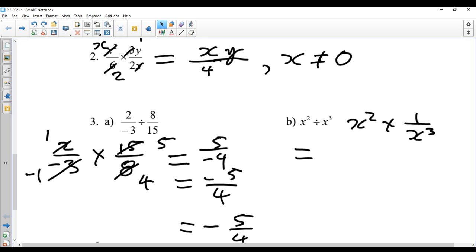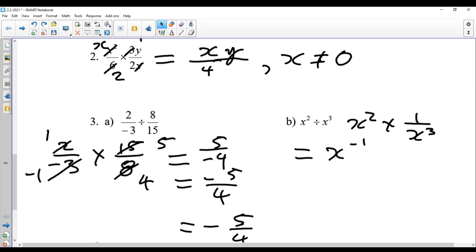Negative x? No, negative x is a different thing. But I know what you mean. I know what you're trying to say. Angeli, what do you think? That's what you're trying to say, x to the power of minus 1. And I would accept the answer.